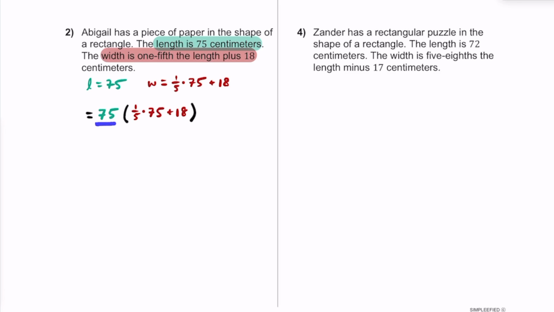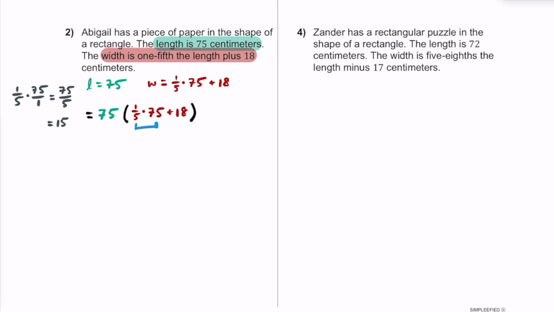So here's our length and here is our width. Let's go ahead and simplify down our expression for the width here. So let's figure out what 1/5 of 75 is. So we go ahead and do that on the side here. 1/5 multiplied by 75 is going to be, let's see, 1 times 75 is 75. 5 times 1 is going to be 5. And if we simplify this, 5 goes into 75 15 times.